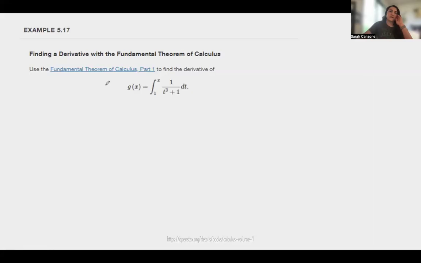Okay, so let's go ahead and take a look at an example. This one is a pretty simple example, pretty straightforward. We see g of x is the integral from 1 to x of 1 over t cubed plus 1 dt. And we're looking to use the fundamental theorem of calculus part 1 to find the derivative of this thing.